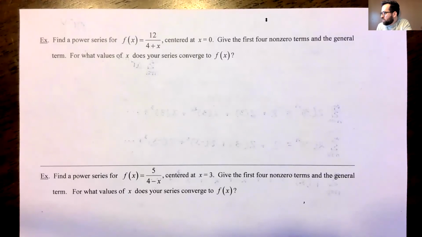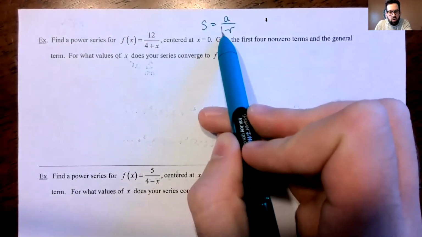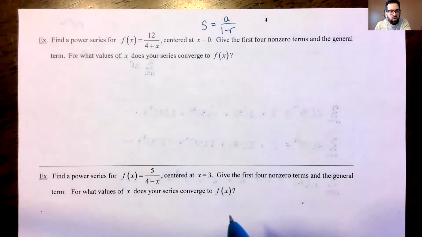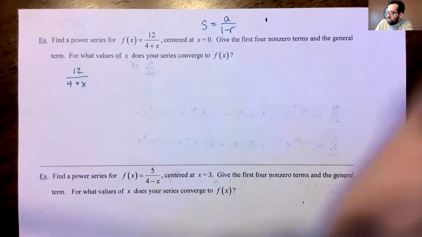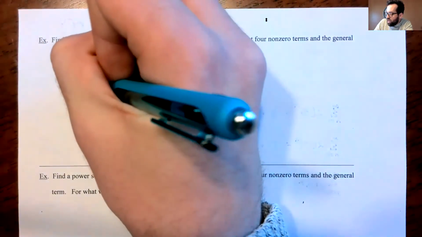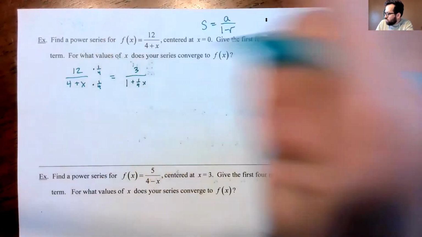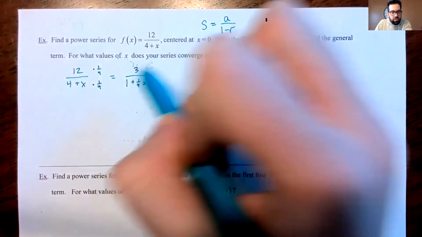So what we need to do is force this fraction to look like the sum a over 1 minus r. That 1 is non-negotiable. This is a 4, not a 1. So we got to do something to figure out how we're going to make that into a 1. We have options. In this question, what I'm going to guide us to do is to just think about multiplying the top and the bottom of this fraction by 1/4. And what we end up with is 3 over 1 plus 1/4 x. And that's not bad. That's closer, right? A is allowed to be any number, so 3 is fine.